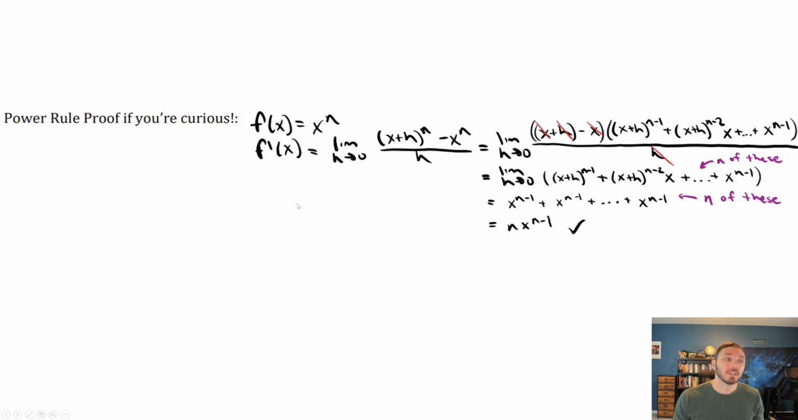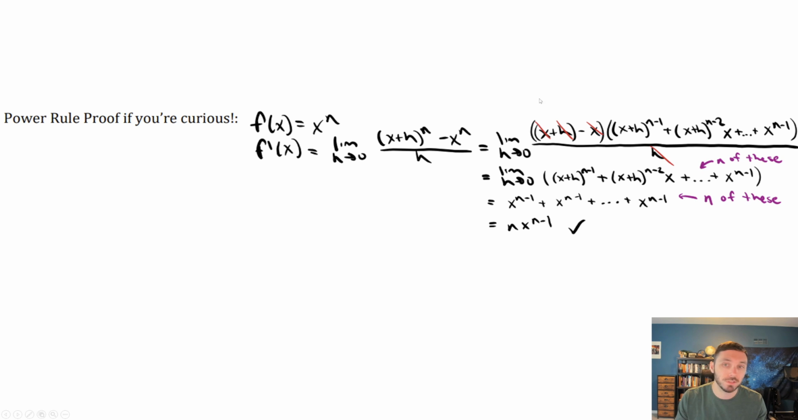All right, and if you're curious about the proof, my guess is you're not. But if you are, here's how it goes. If you have some function that's x to the n, and we want to take the derivative of it, well, okay, derivative is this. And I would just use the limit definition of a derivative. I just have to plug in 0 for h once I get that h to cancel.